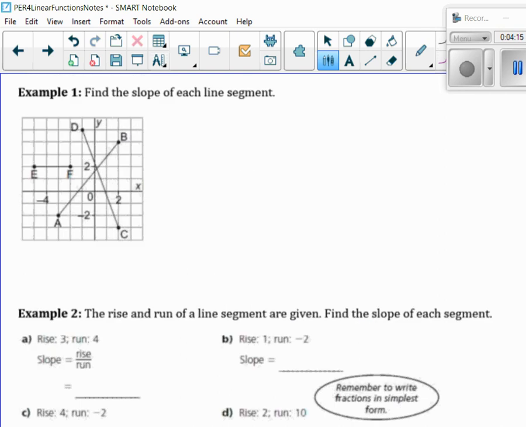Okay, so I want you to find the slope of AB, the slope of CD, and the slope of EF. I'll give you a second to measure that. Does anybody know the variable or the symbol used for slope? It's not X. It's not Y. It's M, yeah.